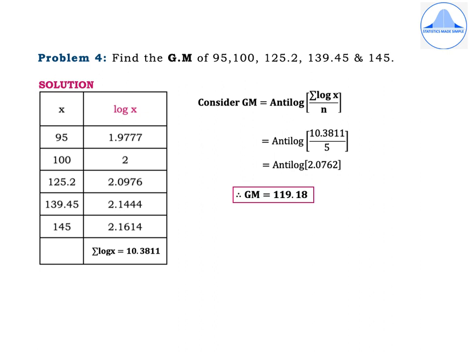2.1614. So summation log x is equal to 10.3811. Consider GM equal to antilog of summation log x by n, which is equal to antilog of 10.3811 divided by 5, since there are 5 observations, which is equal to antilog of 2.0762, or the geometric mean is equal to 119.18.